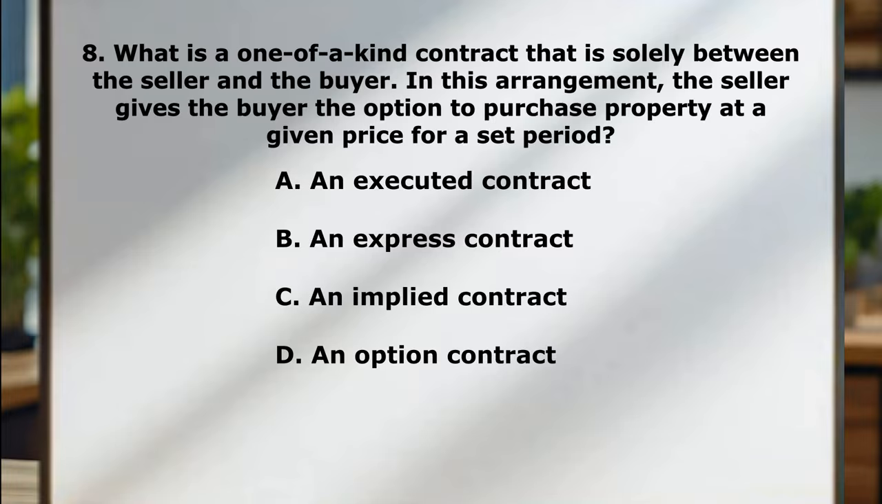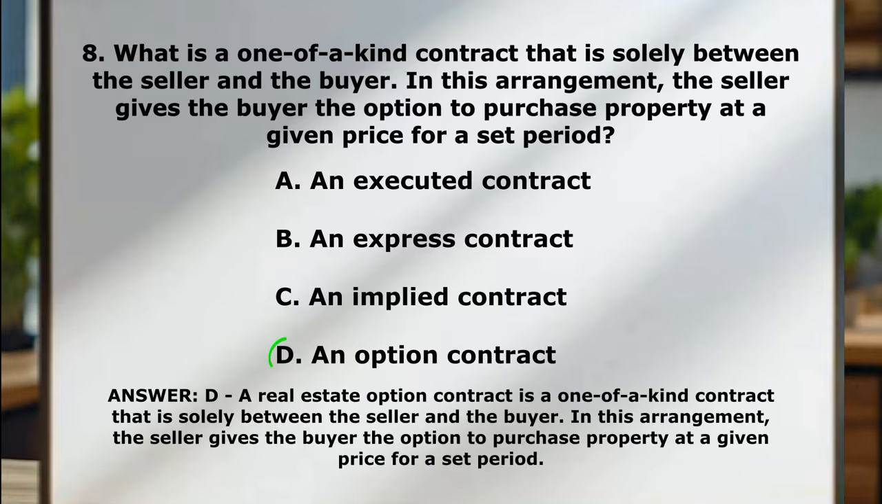We just went over this with Joan and Bob, right? Joan gave Bob that option to purchase her property for $750. So yeah, a real estate option contract is a one-of-a-kind contract that is solely between the seller and the buyer. In this type of contract, the seller gives the buyer the option to purchase the property at a given price for a set period.